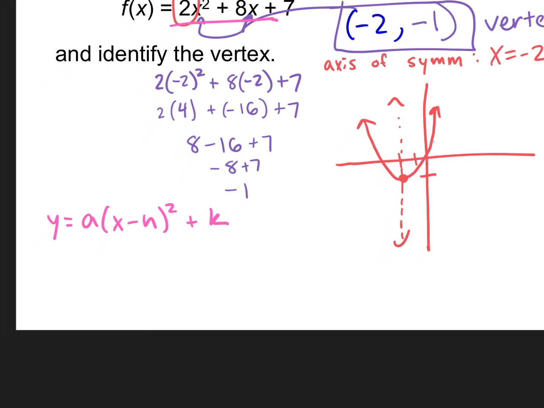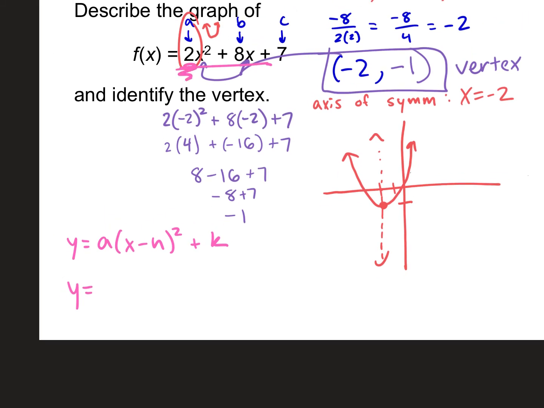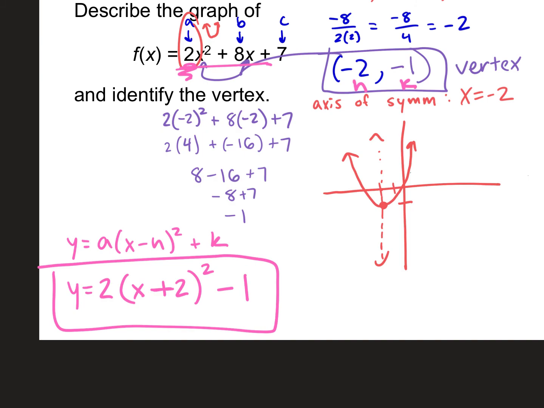So what's my a? 2. It's right here. So 2. Then I have x. What's my h? -2. H and k come from the vertex. So this would be minus -2. And what happens when you minus a negative? Becomes plus. So plus 2 squared. And then what's my k? -1. So that would be vertex form.